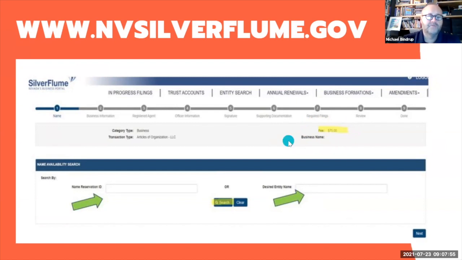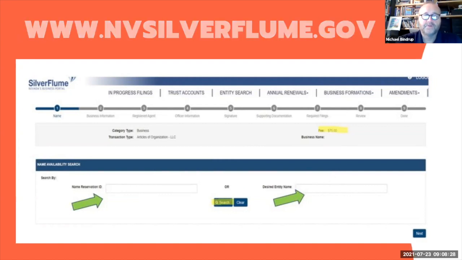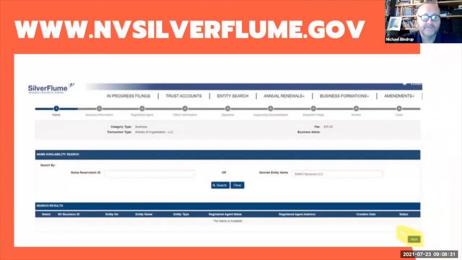If you have a name you want to reserve with the state, you can pay a fee and reserve it on SilverFlume. If you've reserved your name, you type in your reservation ID here. If not, you can click here and search for a name. You have to pick a name that is not already in use in the state as an entity. If it's already in use, you have to pick another name. It will tell you if you can register it, through a search with the Secretary of State's office.